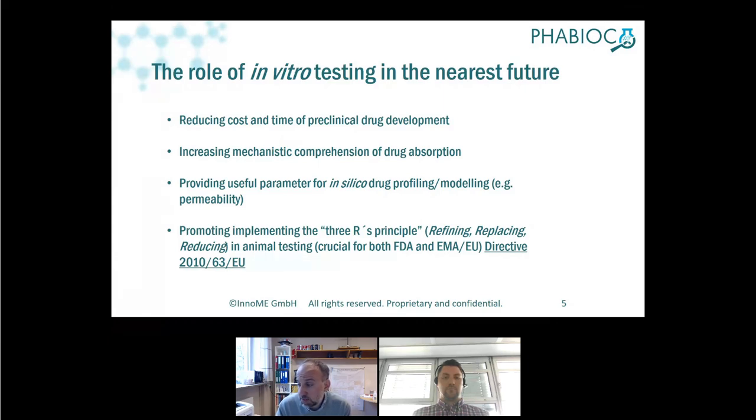And last but not least, promoting in vitro tools will promote the 3Rs principles: refining, replacing, and reducing animal testing. And this is a core principle for the European Union from 2010, but still is not yet implemented to the extent it should be.